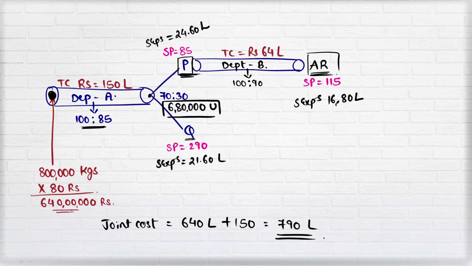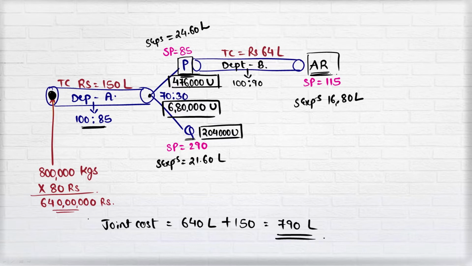How much of P and Q they have given? At split off point, it is manufactured in the ratio of 70:30. That is 70% will be P and 30% will be Q. So how much P will be manufactured? 6,80,000 into 70%. It is 4,76,000 units. And how much Q will be manufactured? 6,80,000 into 30%. 2,04,000 units. Agreed?